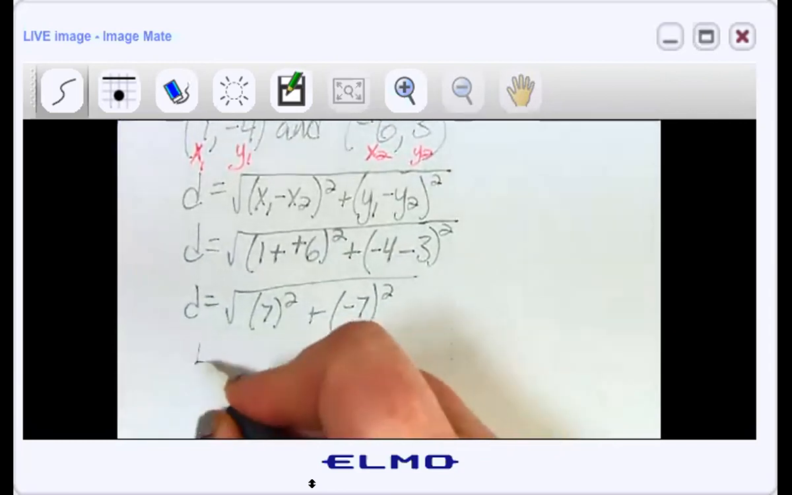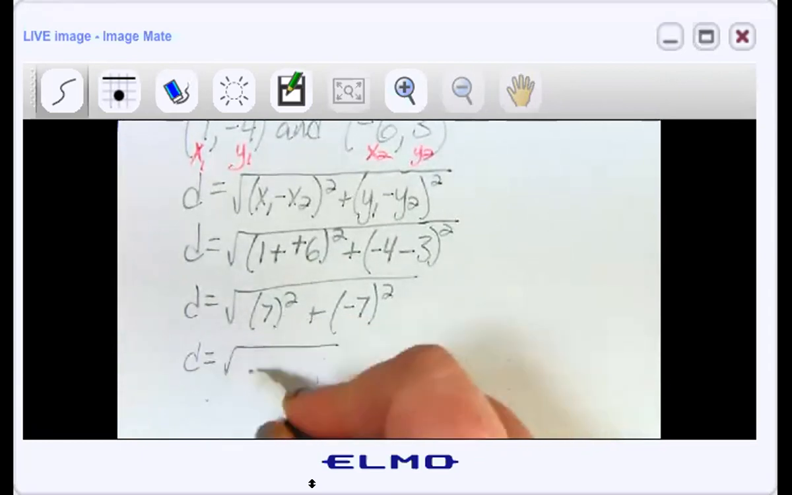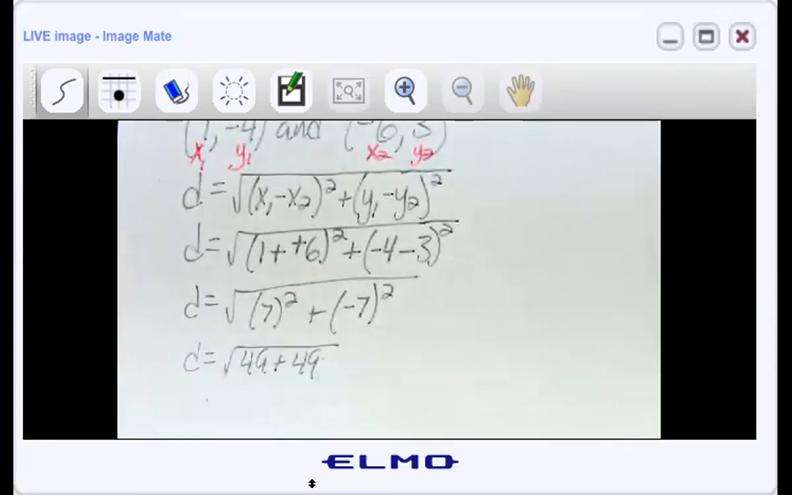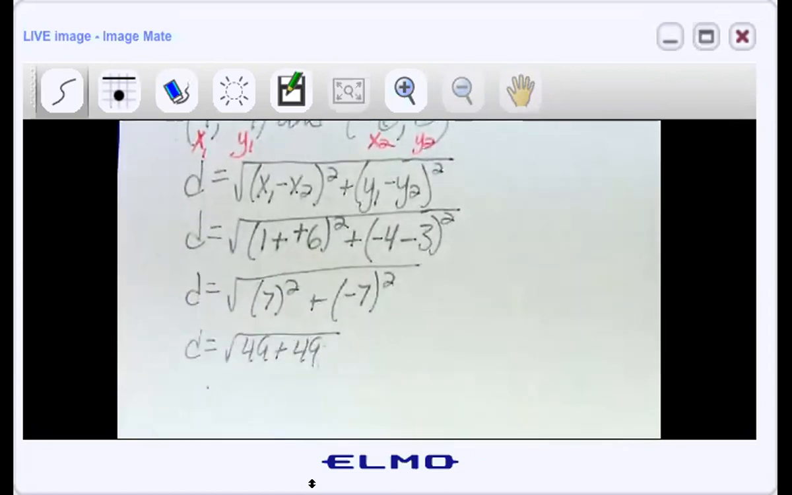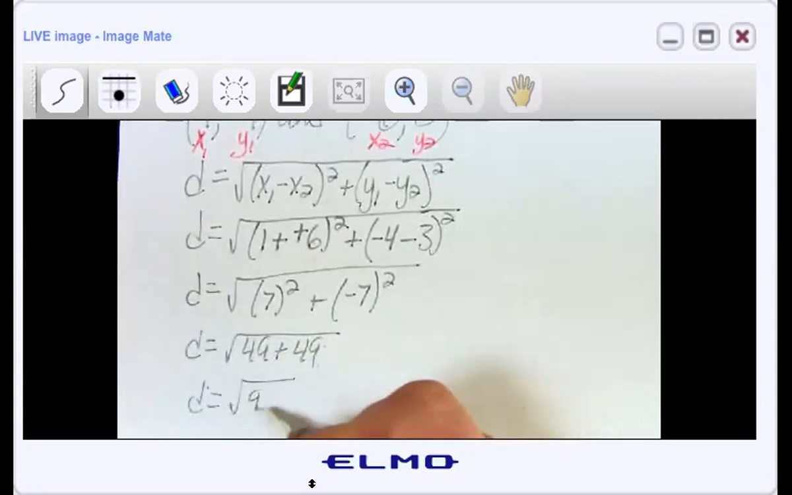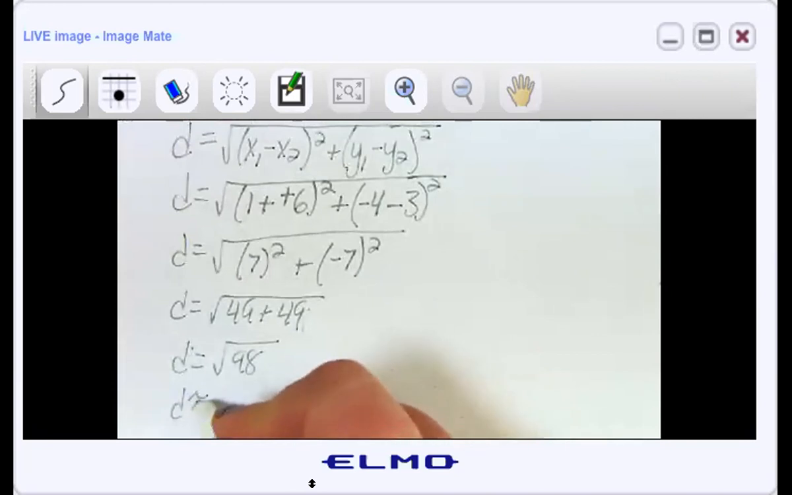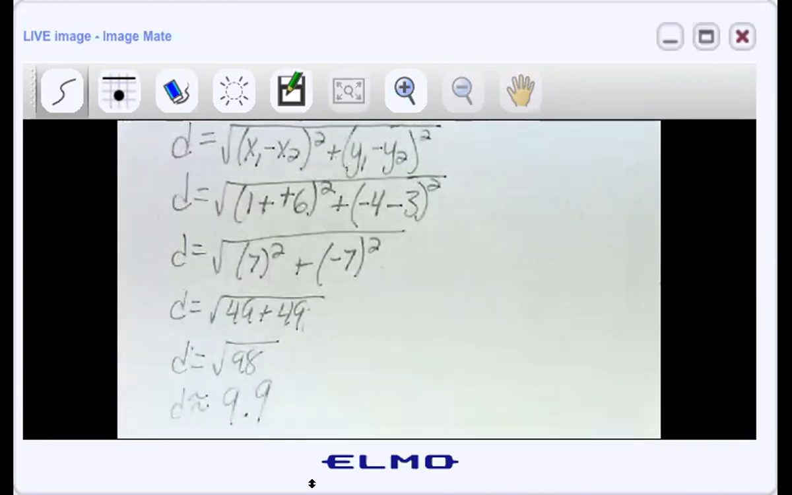All right, now I'm going to square both of them. 7 squared is 49. Negative 7 squared is also 49. So I want to add 49 and 49 together. And I get, well, it's 98, right? But then I need to take the square root of 98, which is, I get it to be 9.9 if you are rounding correctly.